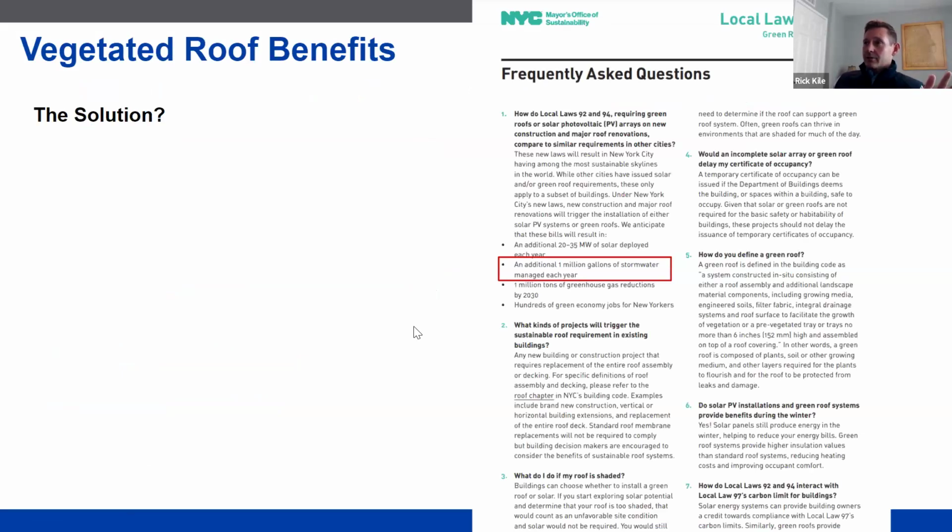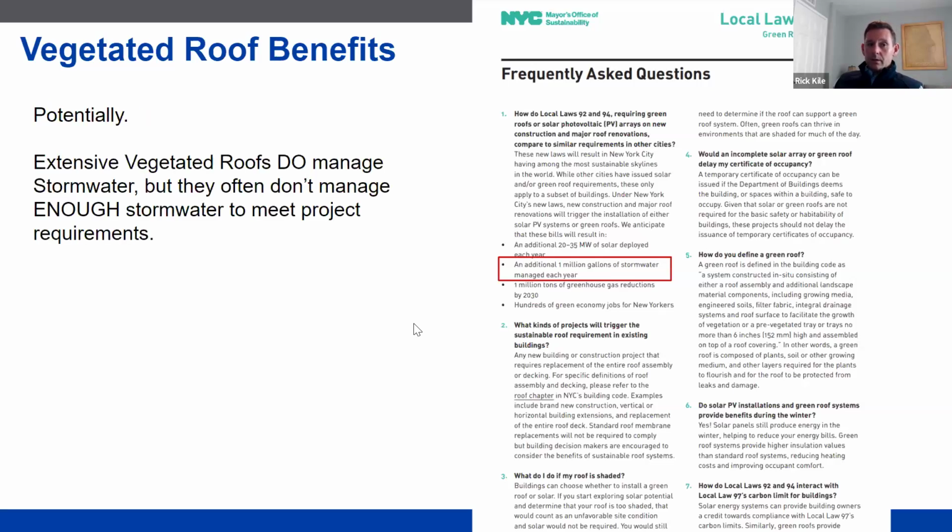This is Local Law 92/94, AIA in the tri-state New York area. Probably familiar with this by now, but requiring green roofs or solar on all new construction, and then all significant re-roof or repairs as well. And a component of this is managing stormwater. You see right there in that red box, an additional 1 million gallons of stormwater managed each year.